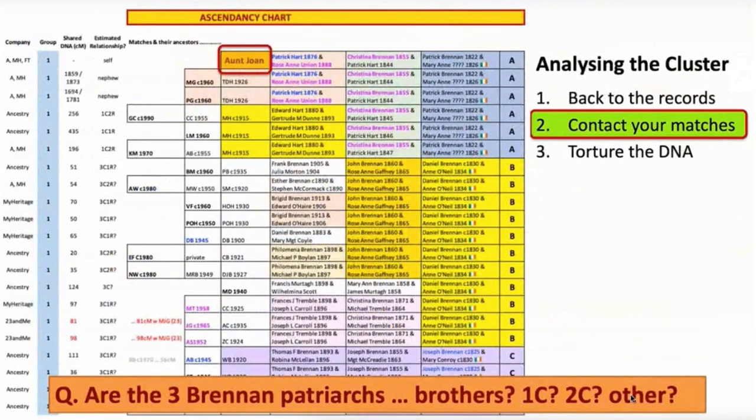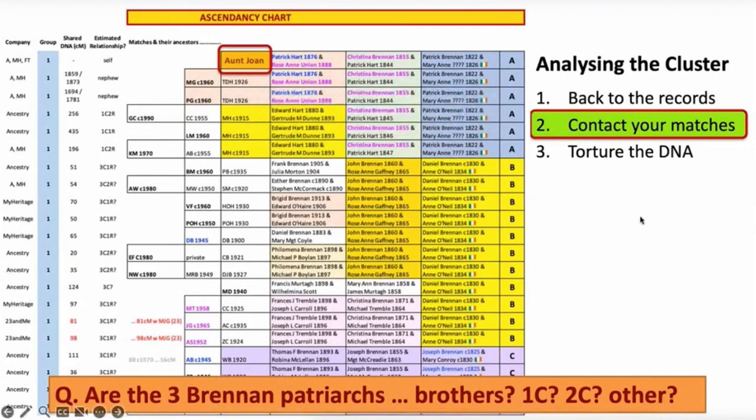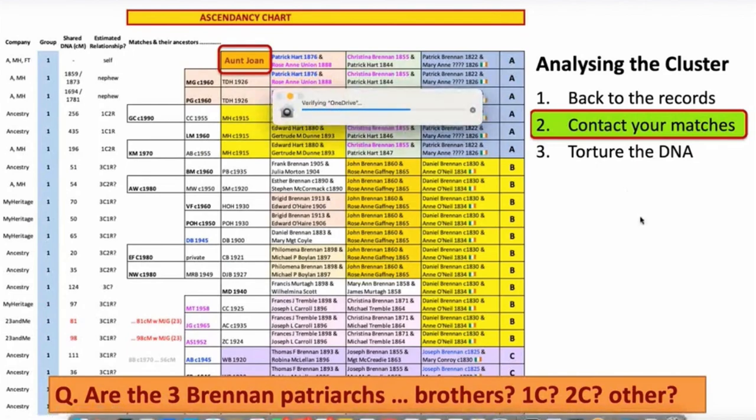And the other important thing to point out is that in both of the examples that I've shown you, it was contacting your matches that provided the breakthrough that I needed to find out that I had an additional 23 ancestors above my warning line, and also that Patrick and Daniel.